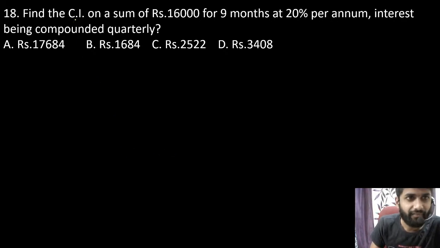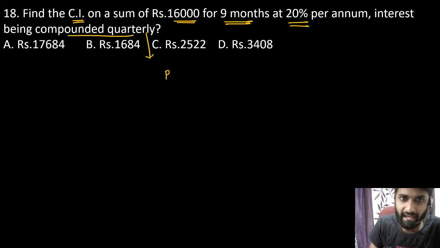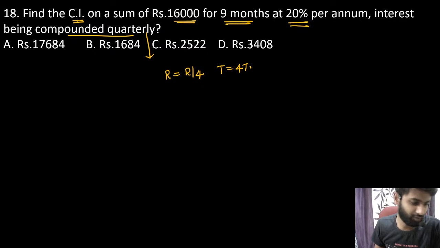Next, see guys. Find the compound interest on a sum of 16,000 for 9 months at 12% per annum, the interest being compounded quarterly. See guys, what I mentioned: in compounding quarterly, the rate of interest is r by 4, and the time period is 4 times. First you just convert the values.